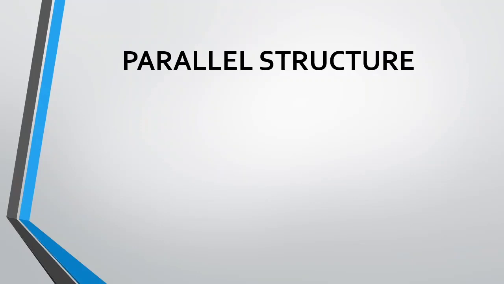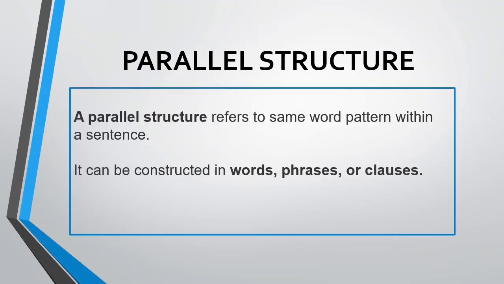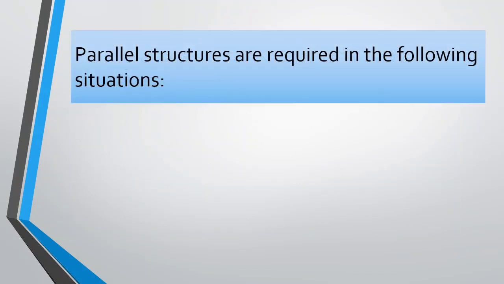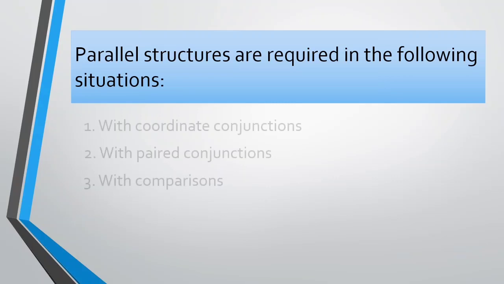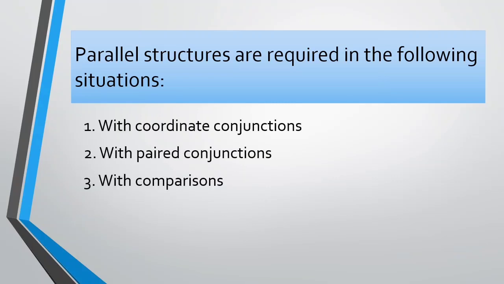What is a parallel structure? A parallel structure refers to the same word pattern within a sentence. It can be constructed in words, phrases, or clauses. Parallel structures are required in the following situations: the first with coordinate conjunctions, the second with paired conjunctions, the third with comparisons.